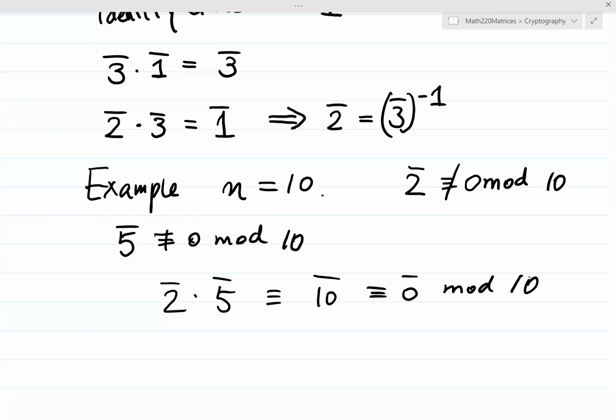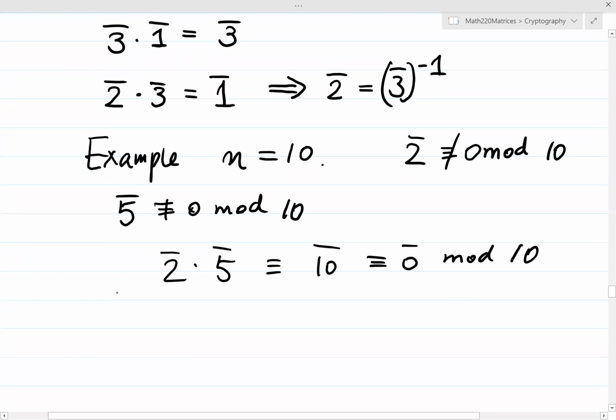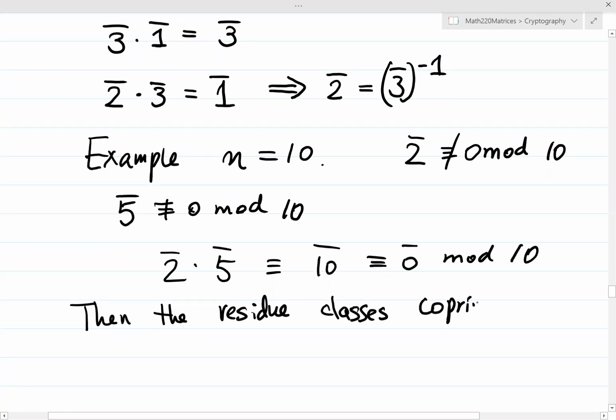We find the residues modulo 10 that are coprime with 10. Okay, so the fact is then the residue classes coprime with 10, coprime with n, form a group.